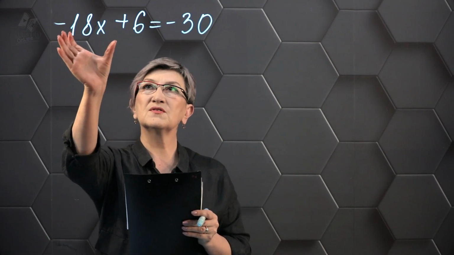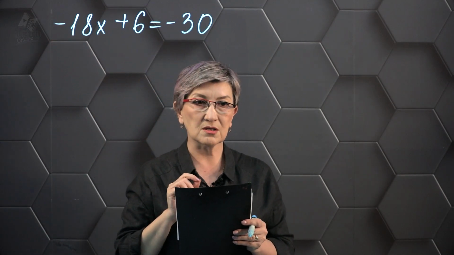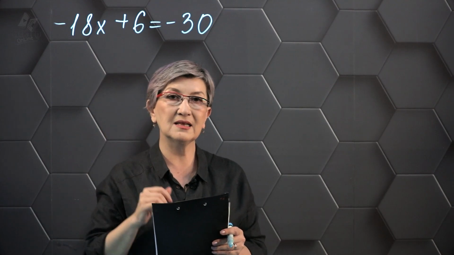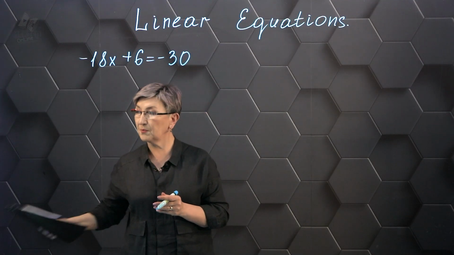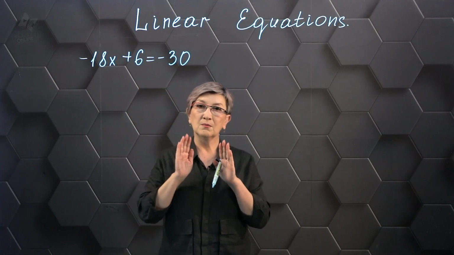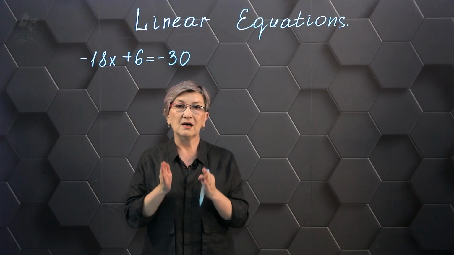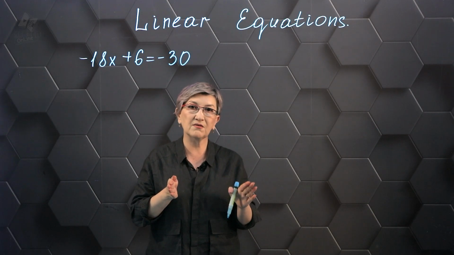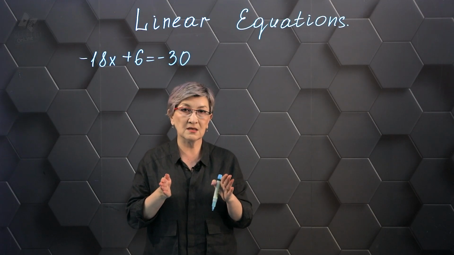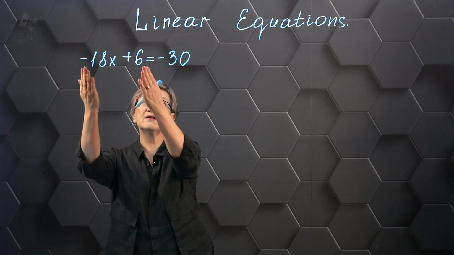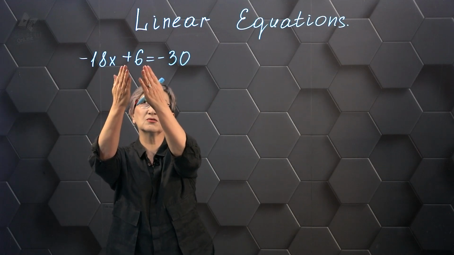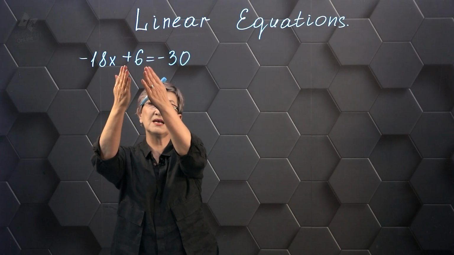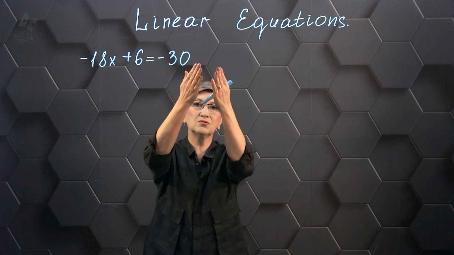So minus 18x plus 6 equals minus 30. How can we apply this property to avoid writing down a long solution? Well, when we solve equations, we leave the variables on the left side. On the right-hand side, we write numbers and constants. In our equation, on the left side, we see a constant, plus 6. We need to move that constant to the right side. How do we do that?